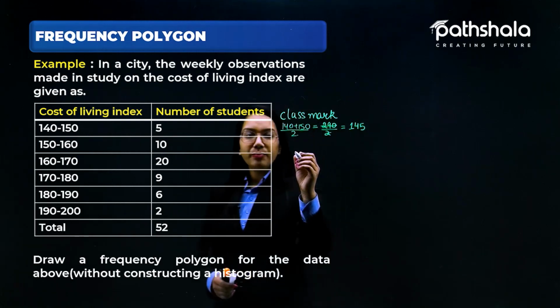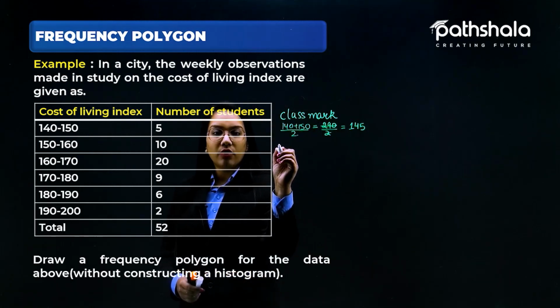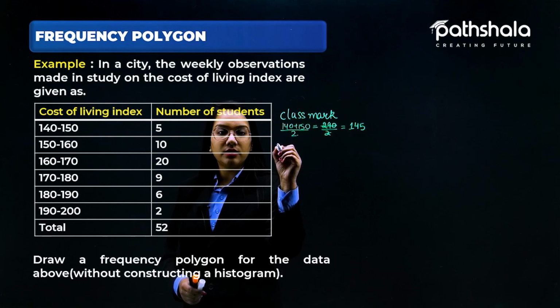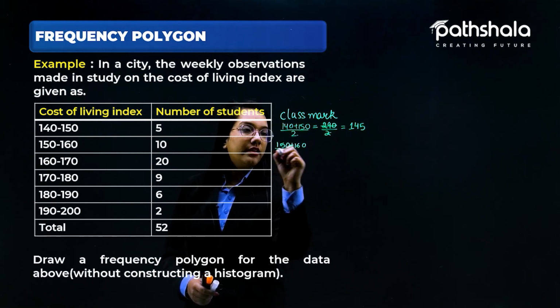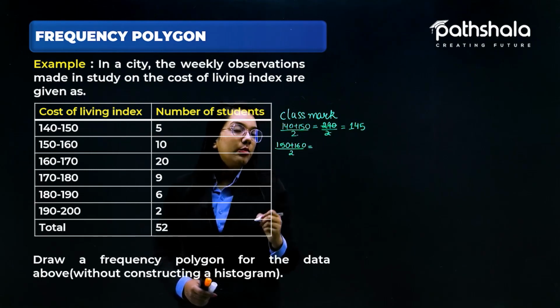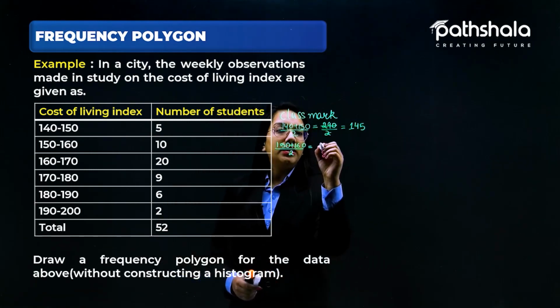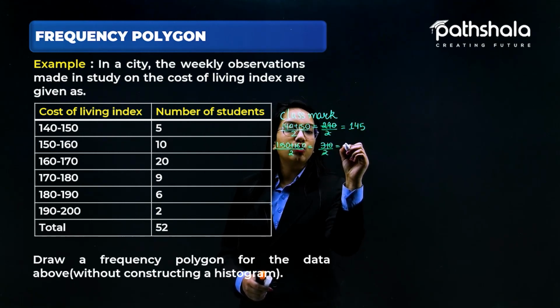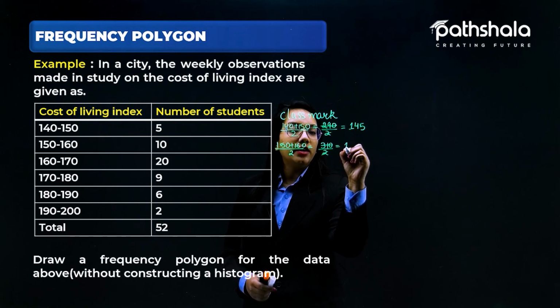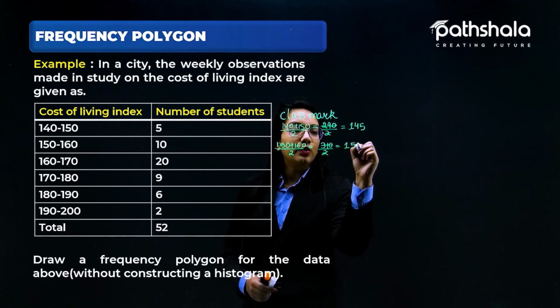Now further we can find out the class mark of the 150 to 160 class interval. This would be 150 plus 160 divided by 2, which is equal to 310 divided by 2. So this is 2 into 1 is 2, 2 into 1 is 2, and further we have 2 into 5 is 10 and 2 into 5 is 10.